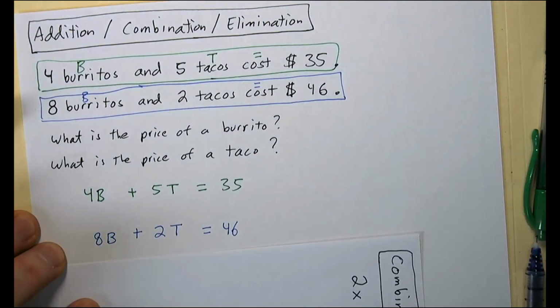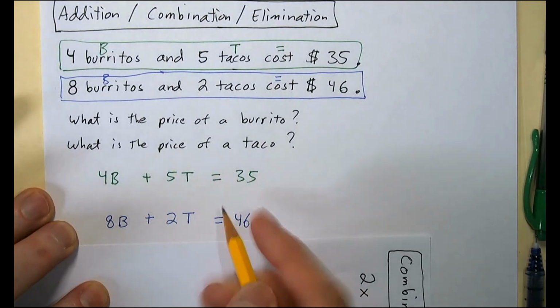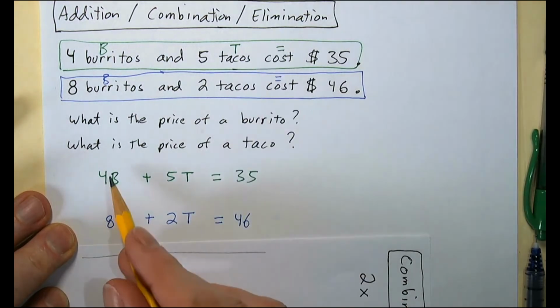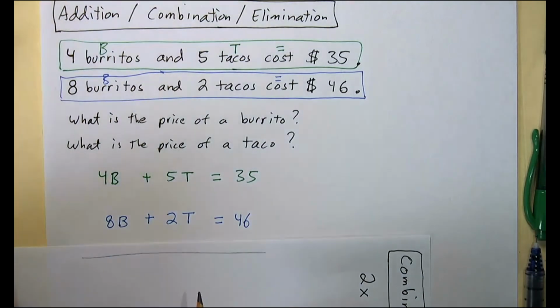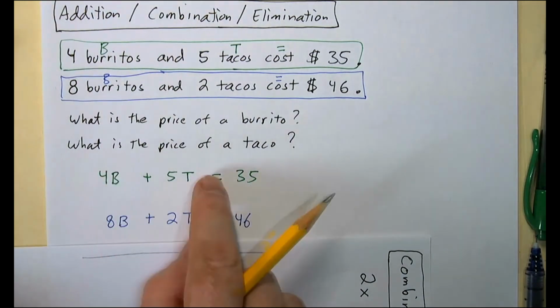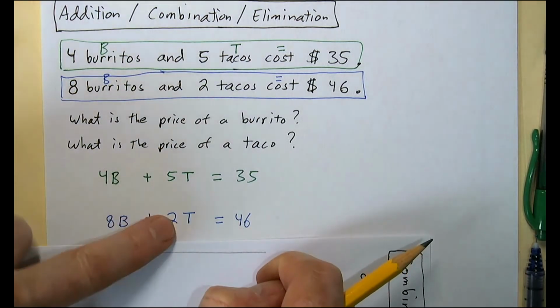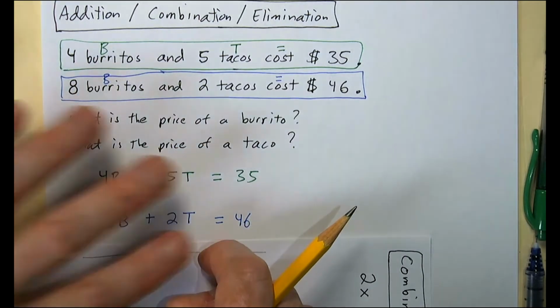Are they lined up? Look, burritos, tacos, equals, and this, but you need something to eliminate. Is anything gone? No. So what you have to do is change one of these. You need something to be opposite. That's a 4, that's an 8, that's a 5, that's a 2. Your choice. Do you want these to be opposite or T to be opposite, B or T?